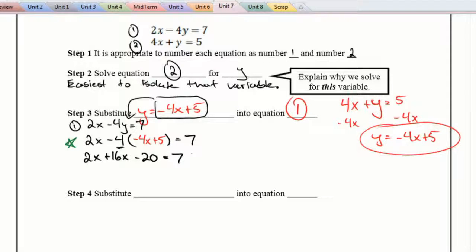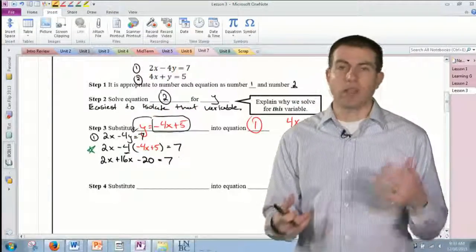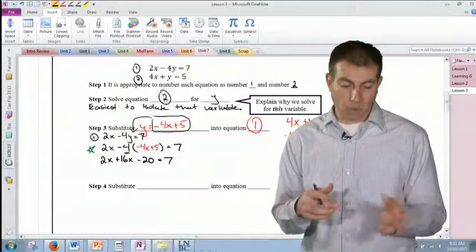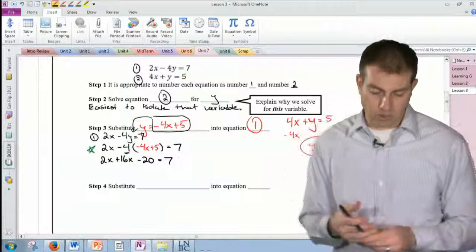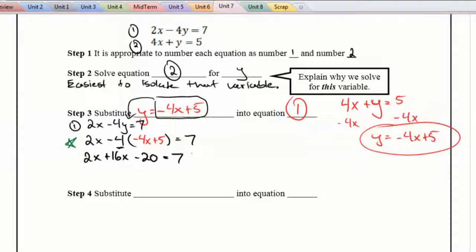So before I can combine like terms, I have to expand. If you think about BEDMAS, I have to do my multiplication before I can do my addition and subtraction. Now that I've multiplied that 4 through the brackets, now I can combine my like terms. So I have 2x and 16x, which is going to give me 18x. So just combining these two things together, minus 20 is 7.